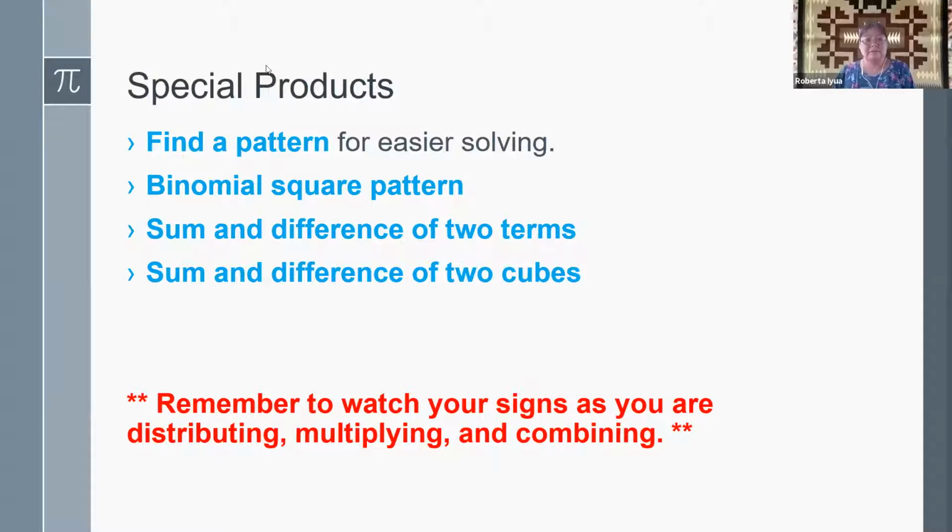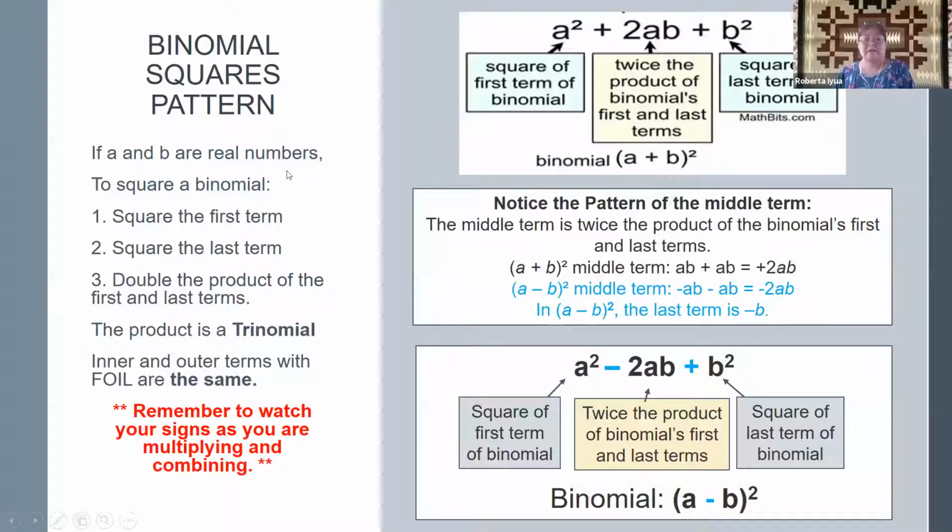Here are the steps for the binomial squares pattern. If a and b are real numbers, to square the binomial, you square the first term and you square the last term, and then you double the product of the first and last terms. The product should become a trinomial, which is a squared plus 2ab plus b squared.